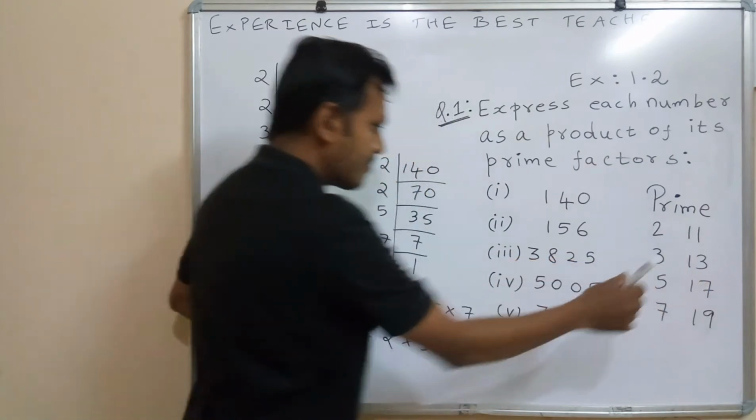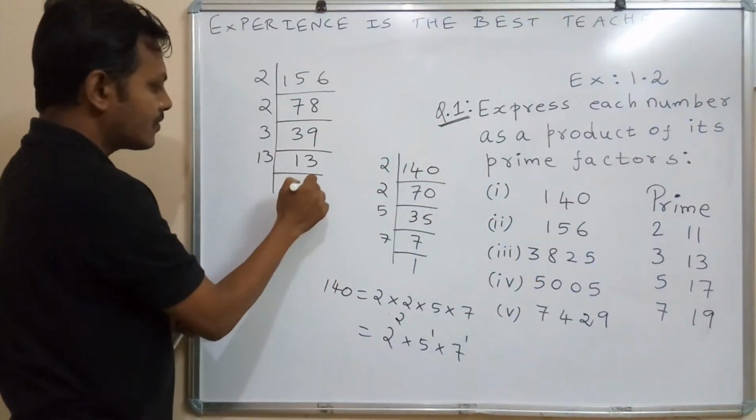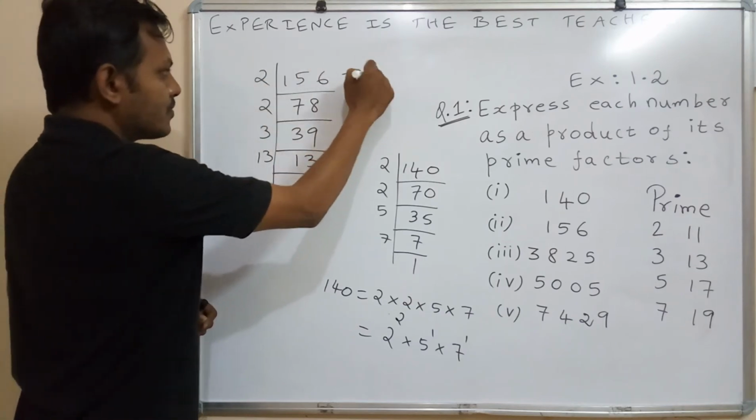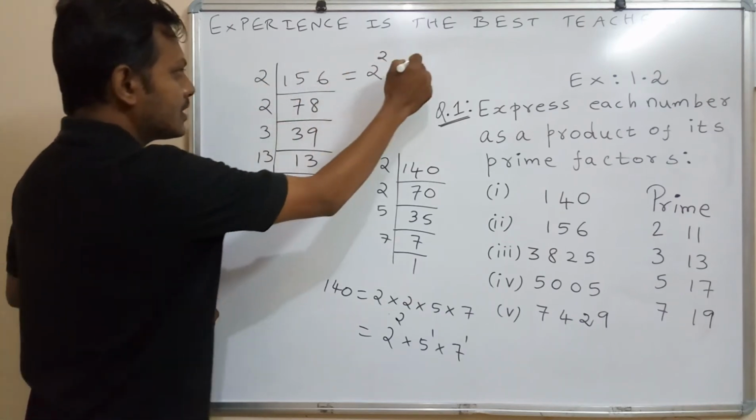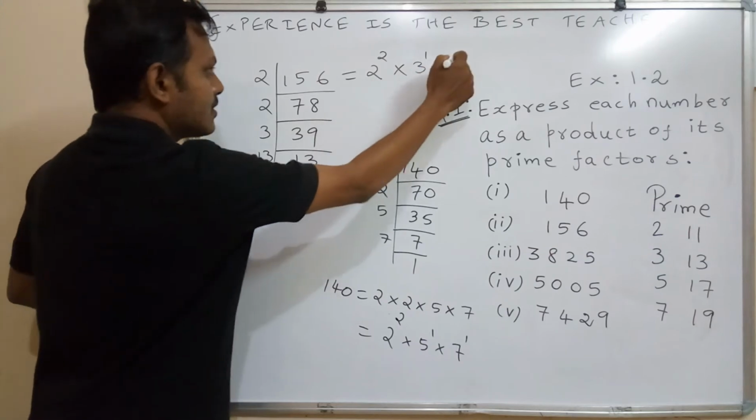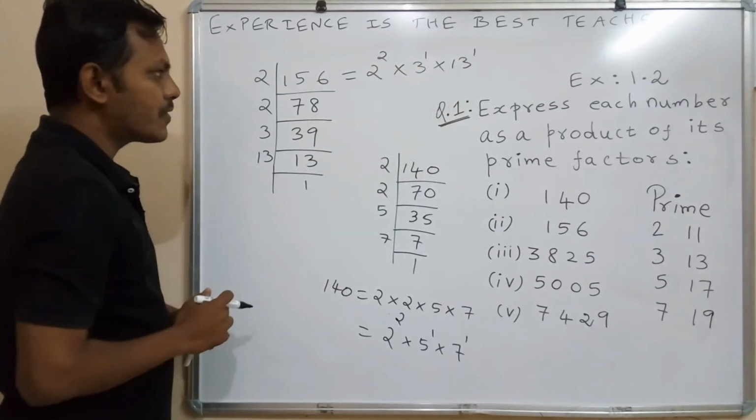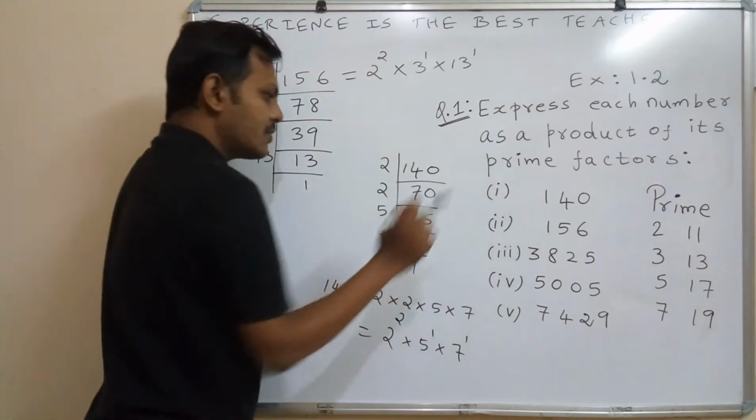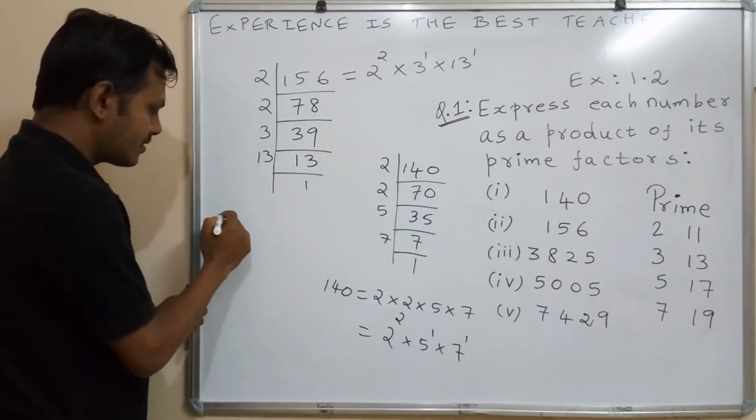Next 13 is a prime number. So 13 once. So 156 we can write as 2 power 2 into 3 power 1 into 13 power 1. So 2 power 2 into 3 power 1 into 13 power 1. The next number is 3825.